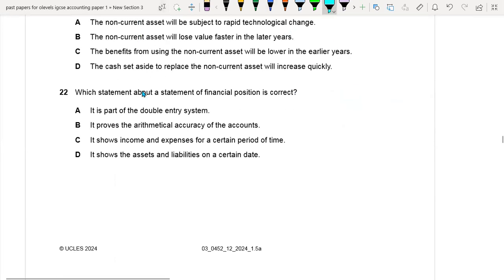Question 22. Which statement about a statement of financial position is correct? It is part of the double entry system. No, there is no double entry system in the SOFP. It proves the arithmetical accuracy of the accounts. No. It shows income and expenses for a certain period of time. So basically this is related to the profit and loss statement, not the SOFP. So the fourth option is the right option because it shows the assets and liabilities on a certain date. Yes, so B option is the right option.